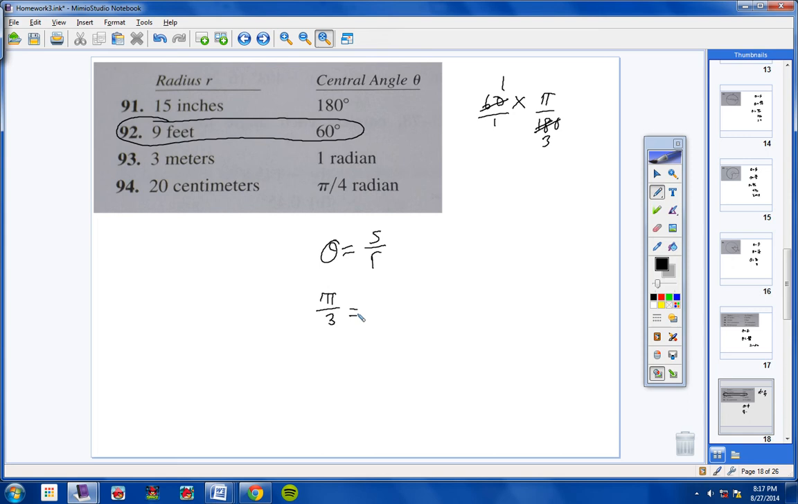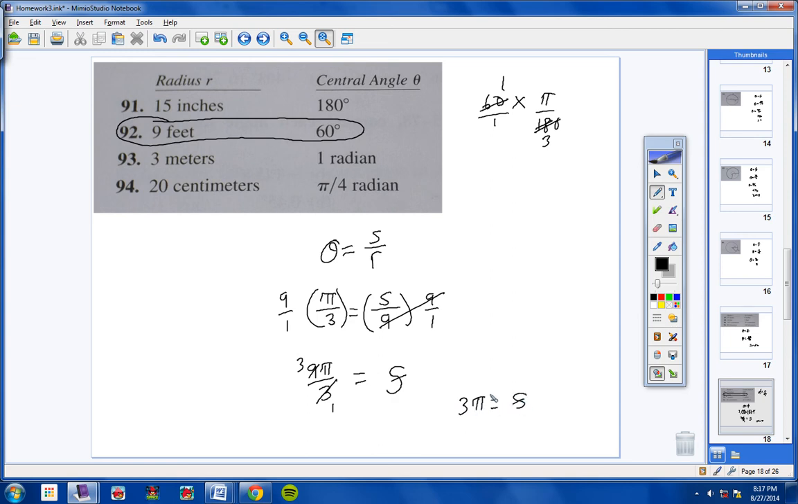So I have pi over 3 equals s over my radius, which is 9. My suggestion is to multiply both sides by 9 so that s is all by itself. Here my 9s cancel, which is what I wanted, and that leaves me with s. Over here I have 9 times pi, which is 9 pi, and 1 times 3 is 3, so I have 9 pi over 3. You could cancel: 3 goes into 3 once, and 3 goes into 9 3 times, so you would have 3 pi equals s.